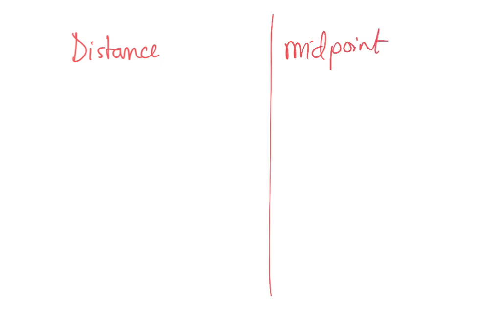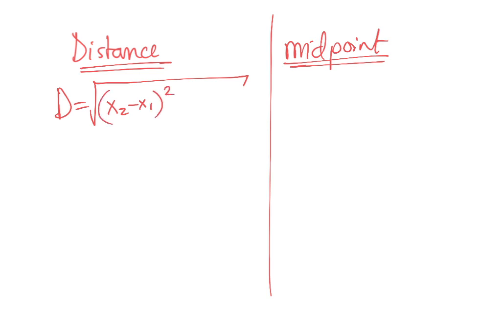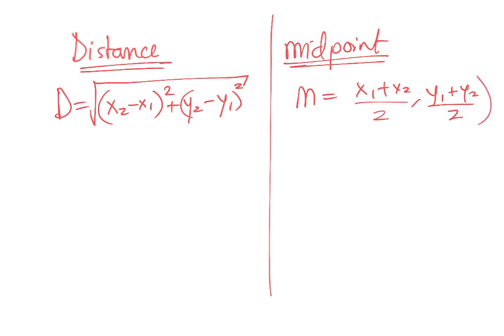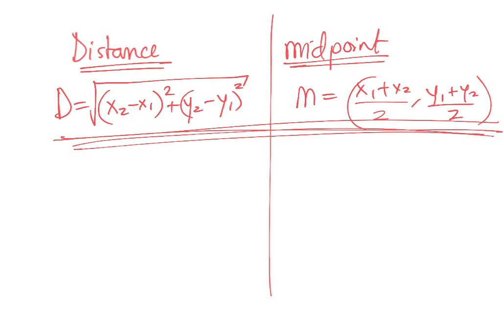So let's end with the distance and midpoint formula. With the distance formula, we basically know that d is equal to the square root of x2 minus x1 squared plus y2 minus y1 squared. And the midpoint formula is x1 plus x2 over 2 and y1 plus y2 over 2. Now, keep in mind, you can derive these formulas if you forget. But these are just the formulas. You can use the Pythagorean theorem to derive the distance formula, for example.